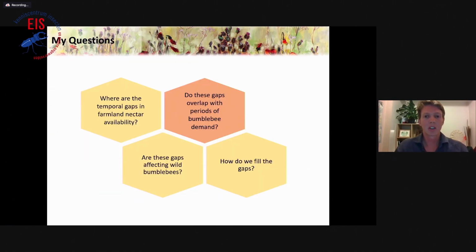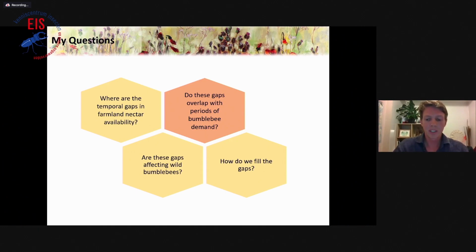But anyway, getting back to our questions, so we can see that there is this very seasonal pattern of resource availability on these farms through the year. But does this actually matter? Because is it out of synchrony with bumblebee demand?